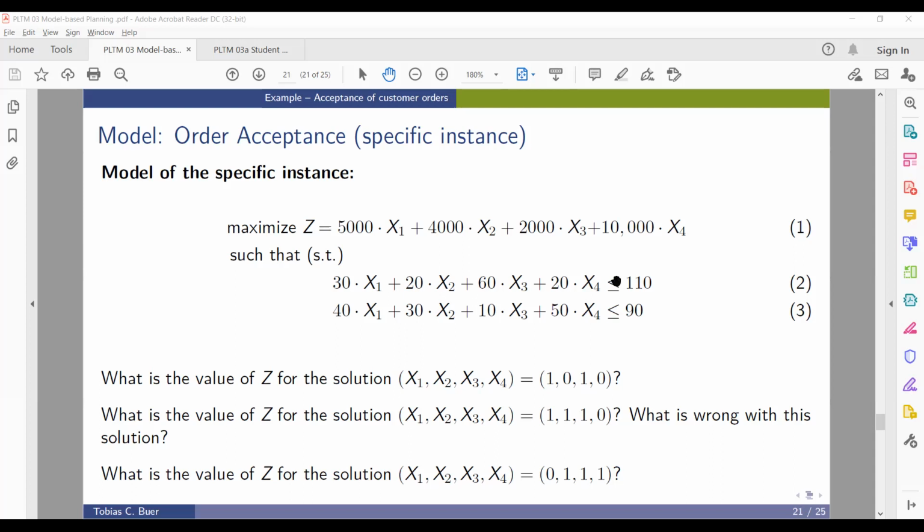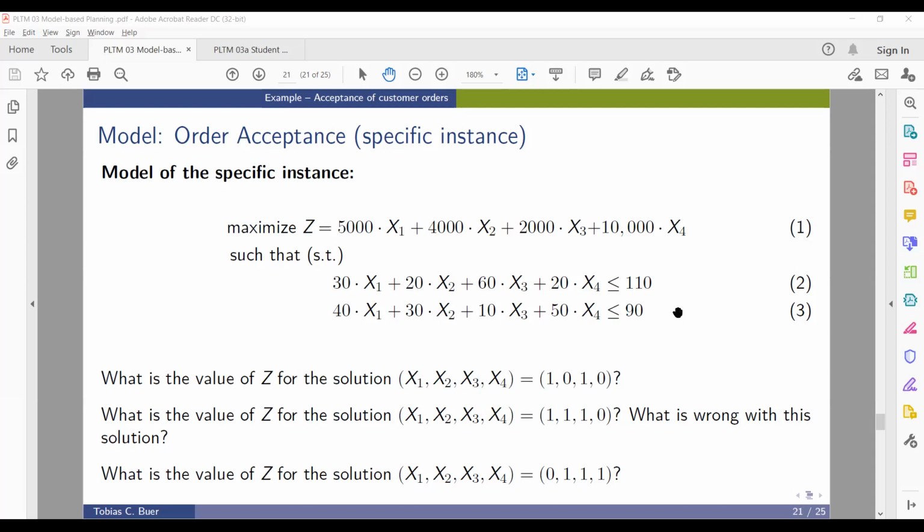For number 3, 40 plus 30 is 70, plus 10 is 80, plus 0. So 80 is smaller than 90. That means we have a profit of 11,000 and the equations 2 and 3 are both fulfilled. That means we can accept the orders 1, 2, and 3 because we have enough capacity and we will make a profit of 11,000. So nothing is wrong with this solution. We can accept it.